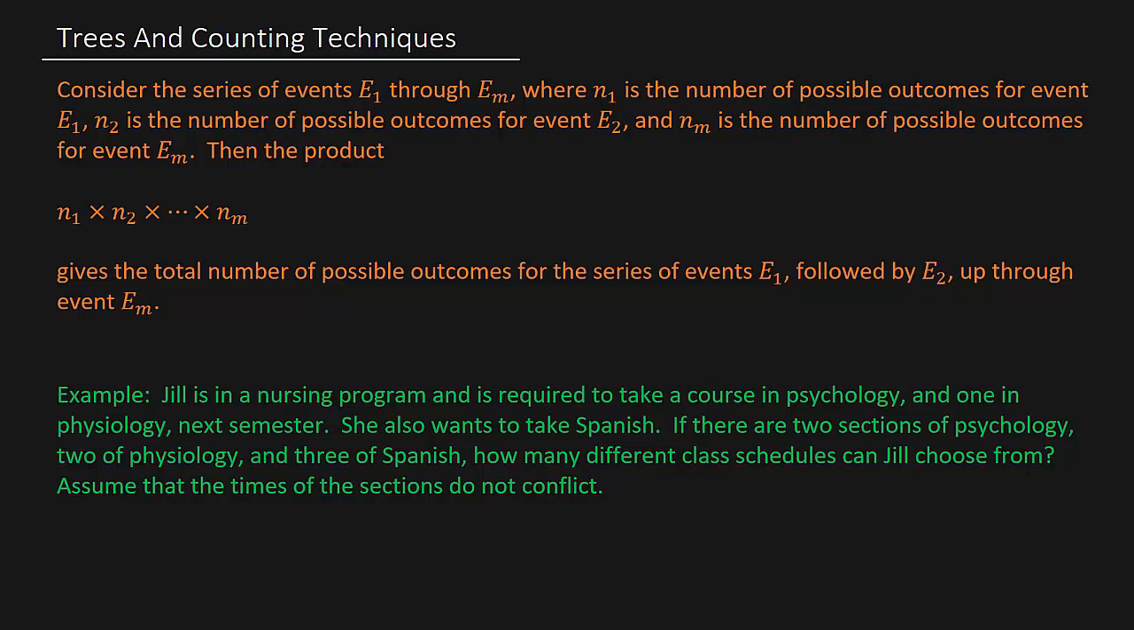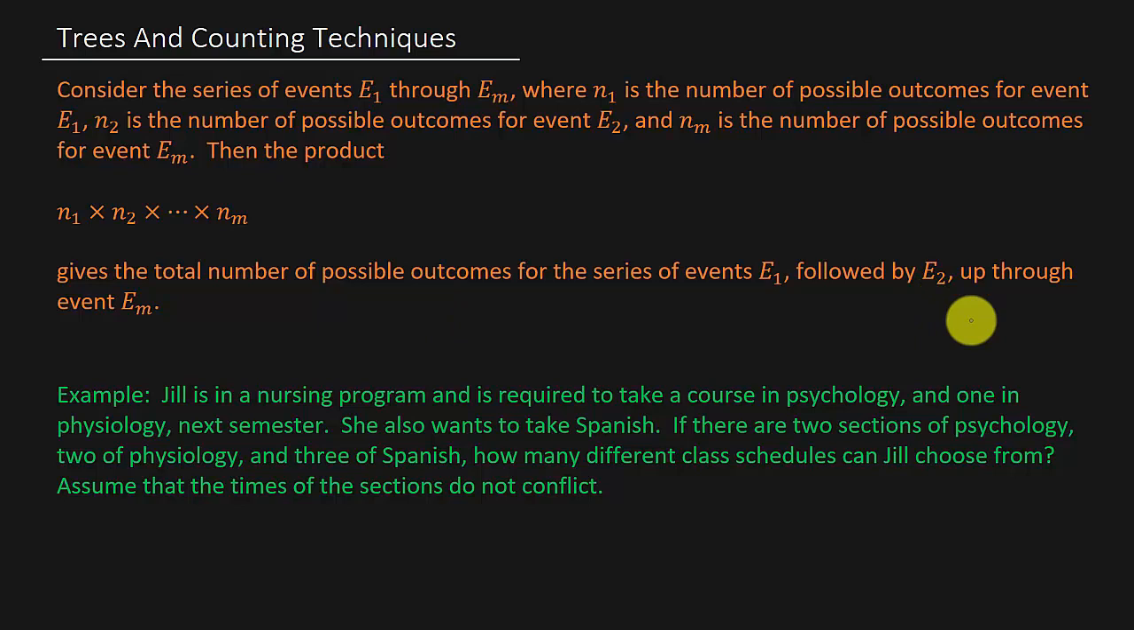It says consider the series of events E1 through E sub m, where N1 is the number of possible outcomes for event E1, N2 is the number of possible outcomes for event E2, and N sub m is the number of possible outcomes for event E sub m. Then the product N1 times N2 times N sub m gives the total number of possible outcomes for the series of events E1 followed by E2 all the way through E sub m.